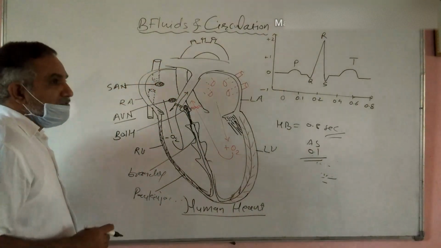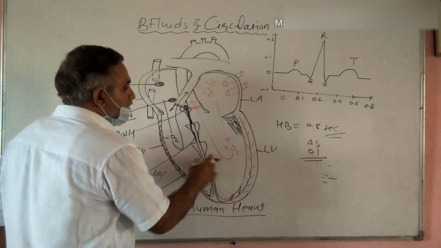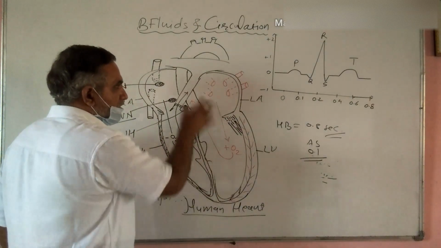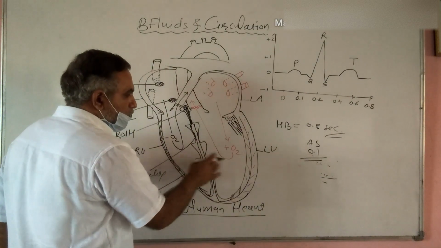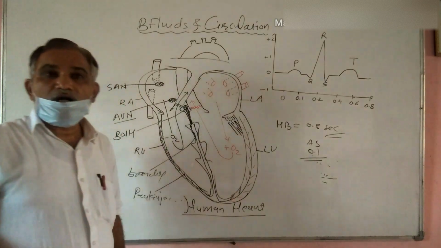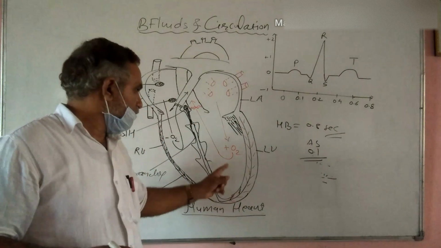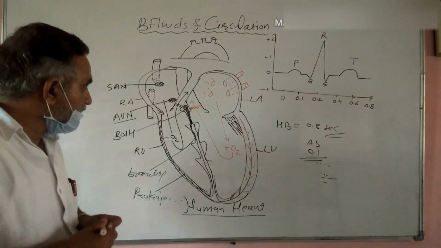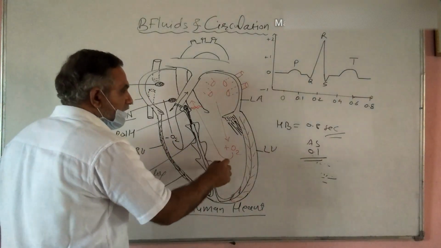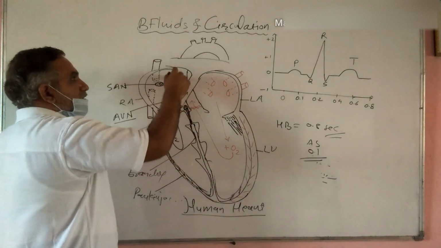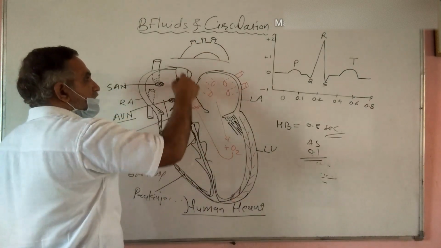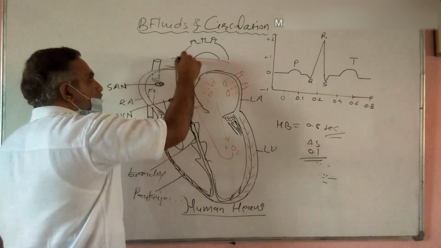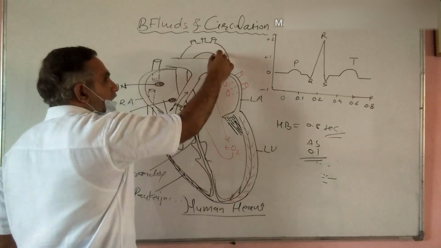Then after that, see here, what happens? Both the ventricles receive the blood after the atrial systole, and then both the ventricles undergo contraction simultaneously. As a result, blood from this left ventricle is pumped into the systemic arch. This systemic arch is also known as the aortic arch.